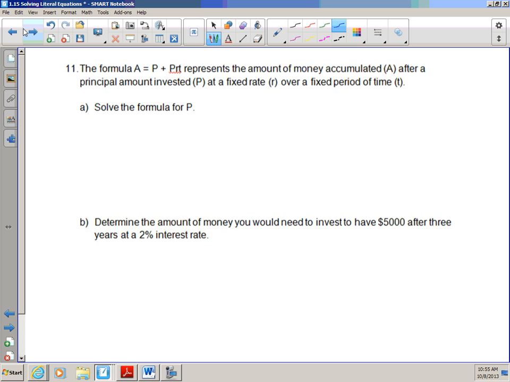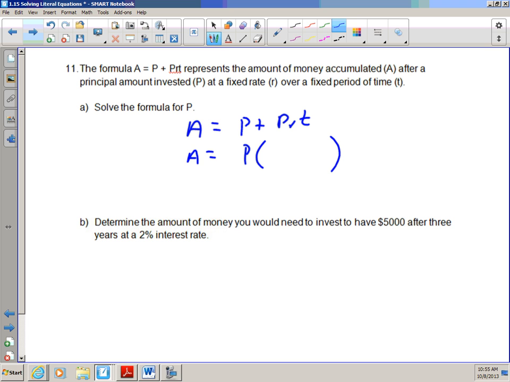So I have the formula A equals P plus PRT. The way this formula is set up, it's designed to tell me how much money I'll have at some future date if I know how much I'm going to put in today. I want to solve for P. Well, this is similar to the problem we just worked on in that P shows up in more than one place. So what do I want to do?